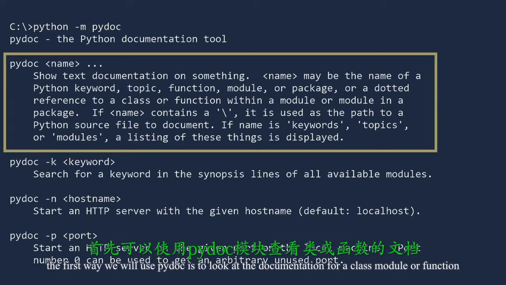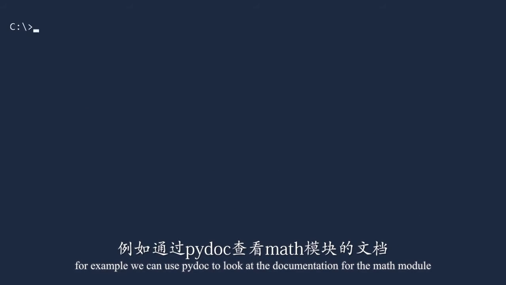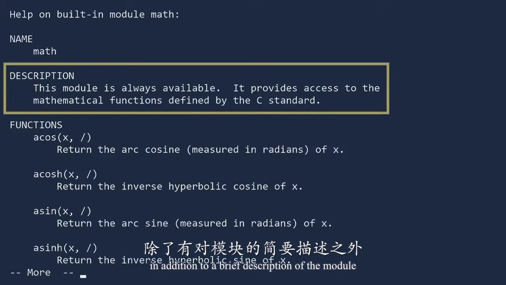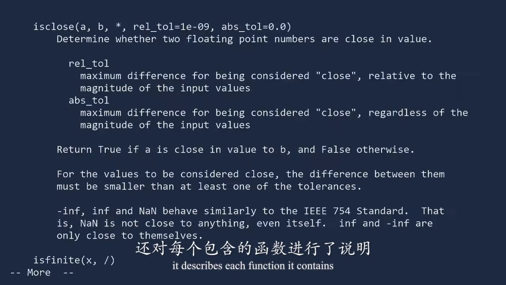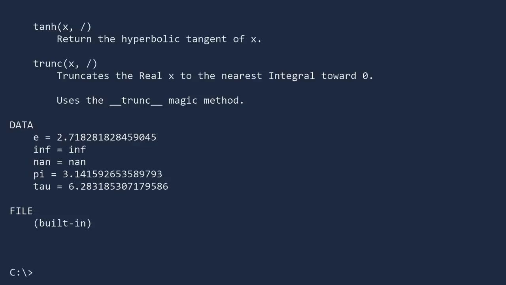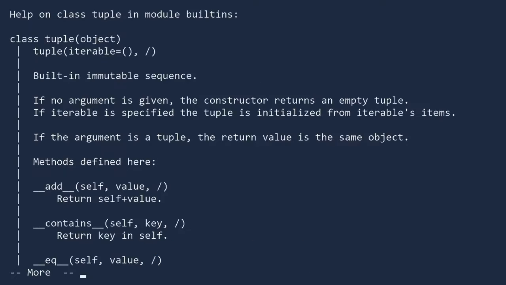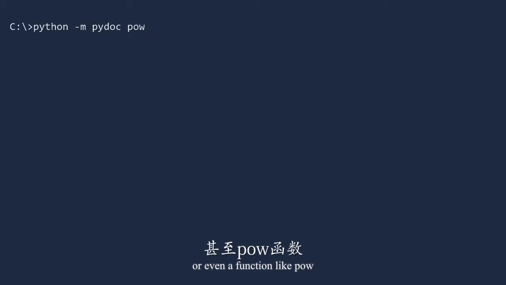The first way we will use pydoc is to look at the documentation for a class, module, or function. For example, we can use pydoc to look at the documentation for the math module. In addition to a brief description of the module, it describes each function it contains. We can also look at the help text for a class, such as tuple, or even a function like pow.